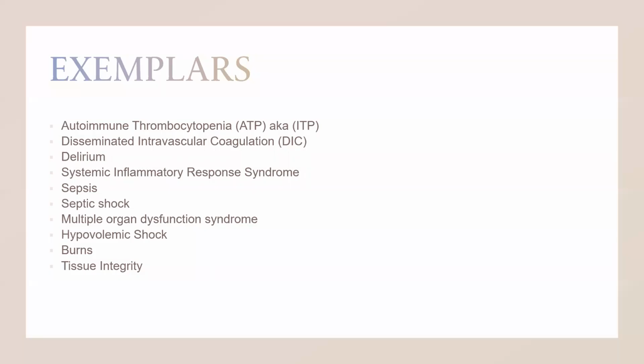All right, so these are the exemplars associated with this module: ITP, which used to be called ITP, is now autoimmune thrombocytopenia. It doesn't really fit within, it's an autoimmune disorder, but it's the only place really to put the thrombocytopenia aspect of it. So it's very little covering. DIC, delirium, so some SIRS response, sepsis, septic shock, leading into MODS, multi-organ dysfunction syndrome, as well as hypovolemic shock, then burns and tissue integrity, or we could reverse it with tissue integrity and burns, either way.